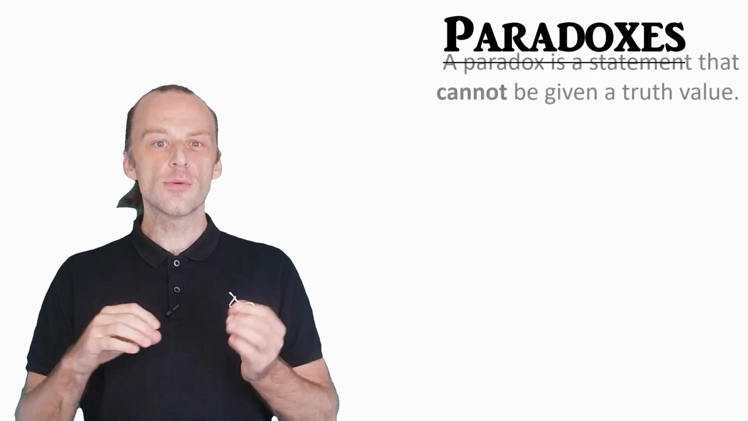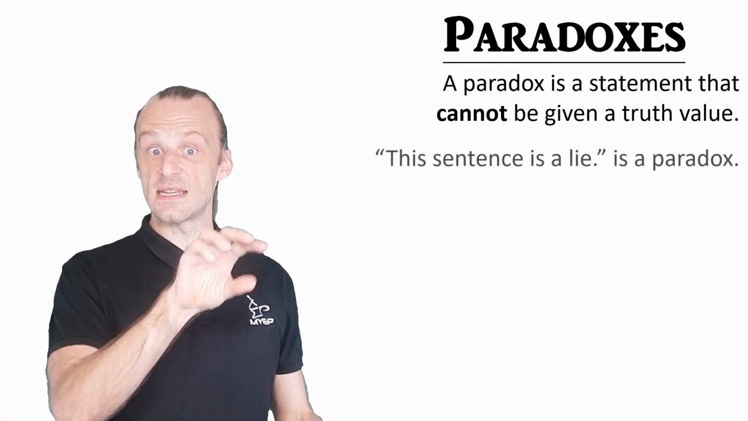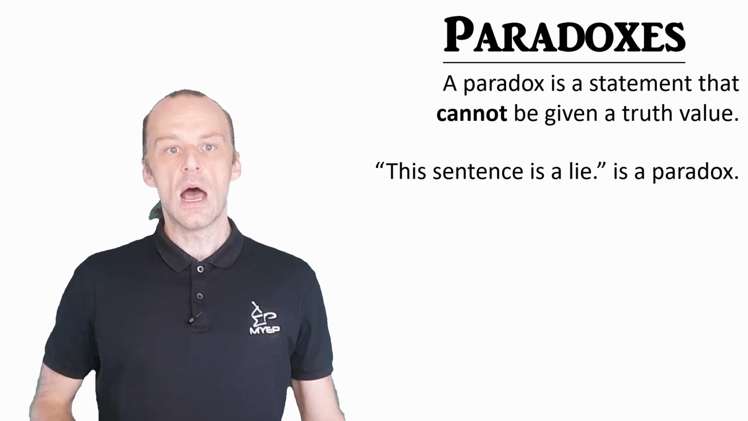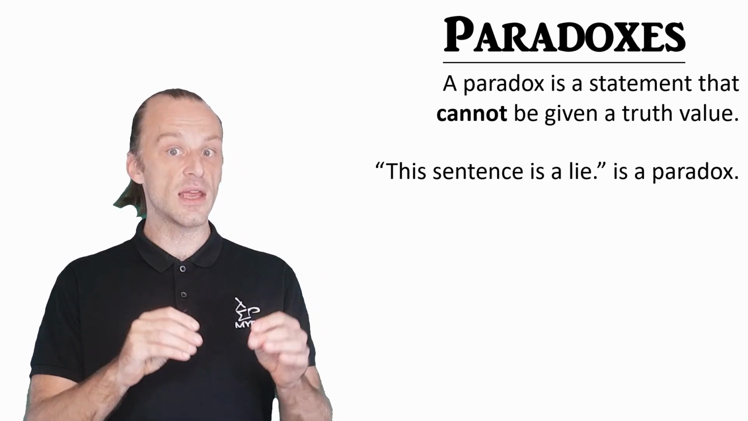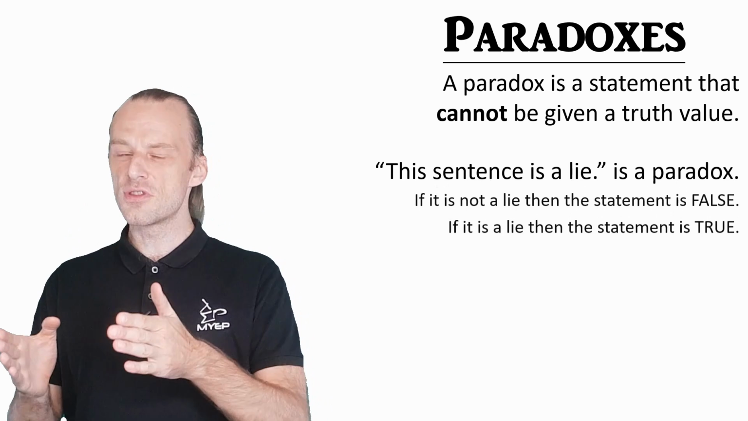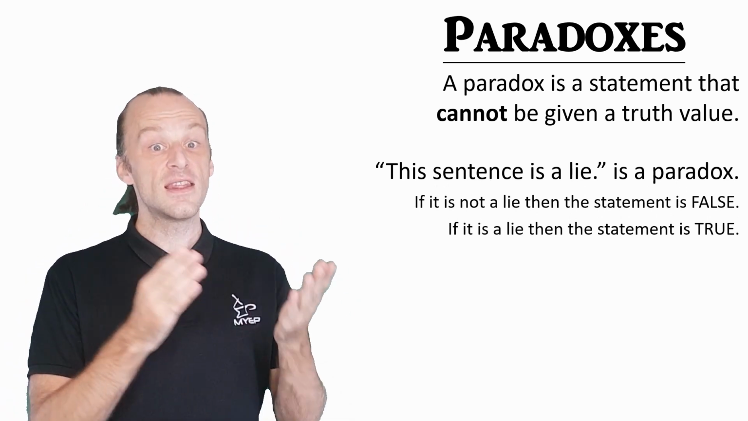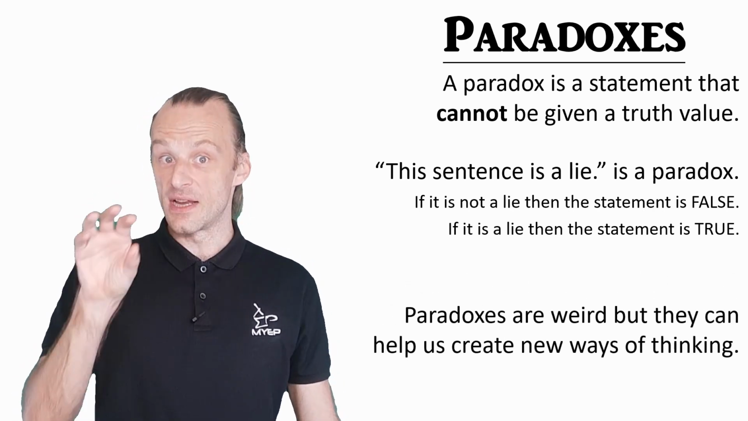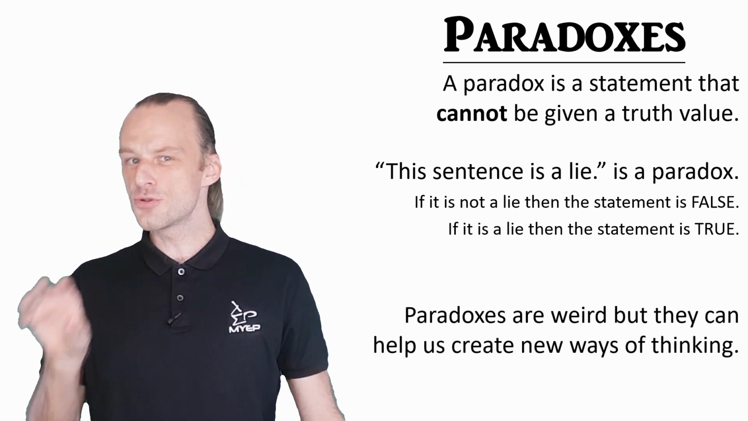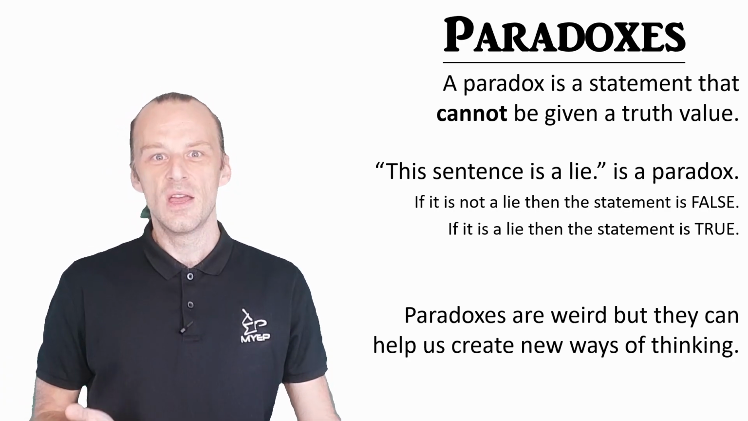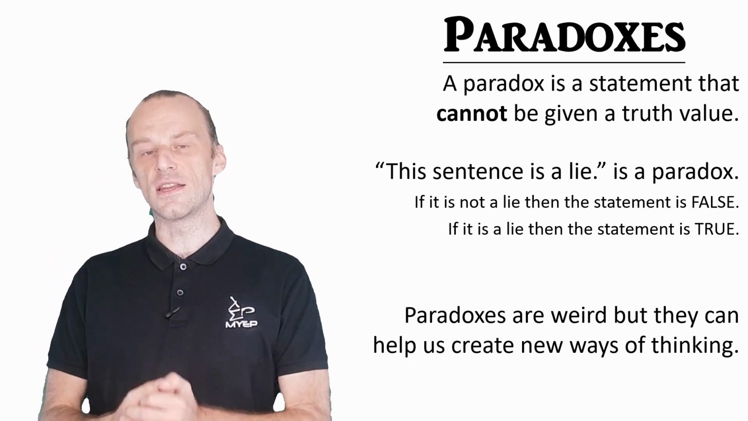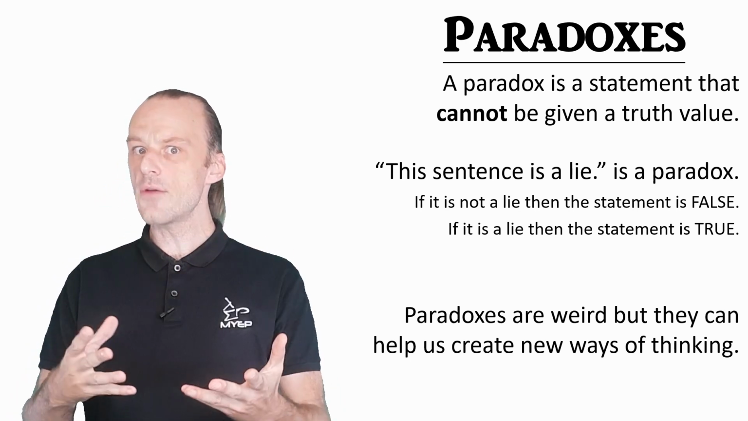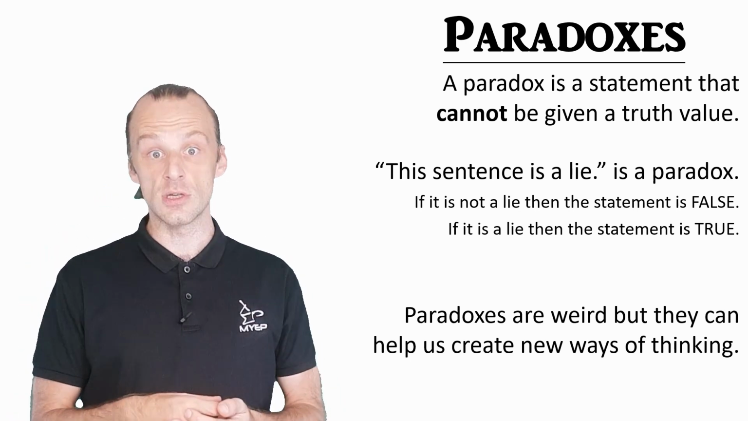There are some statements that cannot be given a truth value. These are called paradoxes. For example, the statement, "This sentence is a lie," is a paradox. I am stating that "this sentence is a lie" is true. But if I'm telling the truth, then I'm actually not lying to you, and therefore the statement is false. However, if I am lying to you when I say that I'm lying to you, then the statement is true, so I'm not lying to you. We cannot give this statement a truth value, even though it seems to be declaring something clearly like statements should.